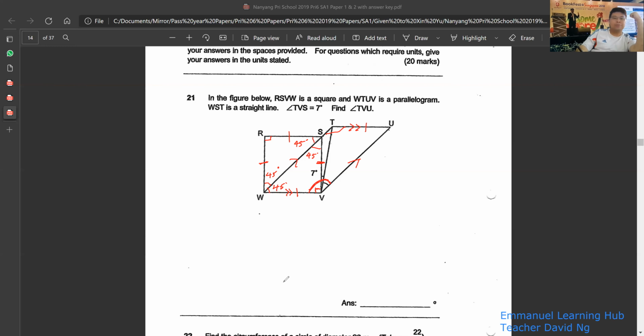Okay, what else? What other angles are the same?